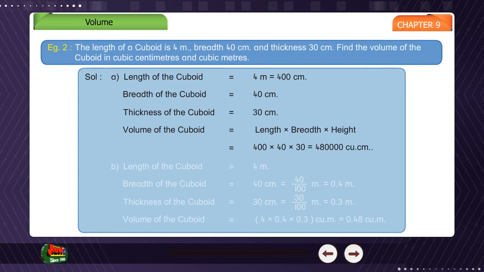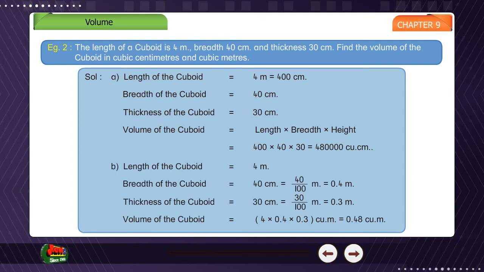Volume of the cuboid is equal to length into breadth into height, is equal to 400 into 40 into 30, is equal to 4,80,000 cubic centimeters. B. Length of the cuboid is equal to 4 meters.